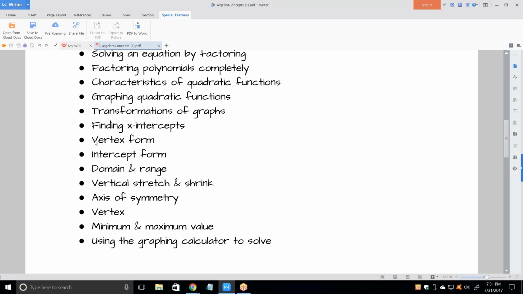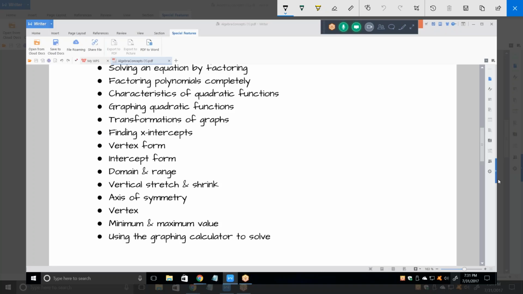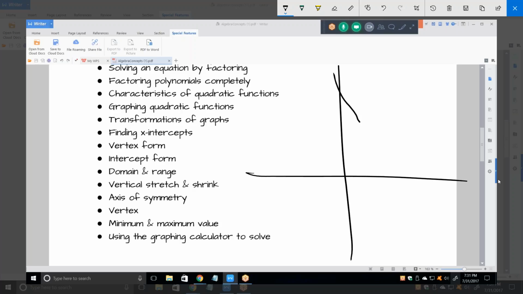Let's look at some of these other concepts here. Minimum and maximum value. When they talk about minimum and maximum values, they're generally talking about parabolas. Okay? If I have a parabola that looks like this, where this vertex is at 3, 2, what's the minimum value of that function? They're asking about the y value. What's the lowest value of y on that parabola? 2. Okay, that's the minimum value.